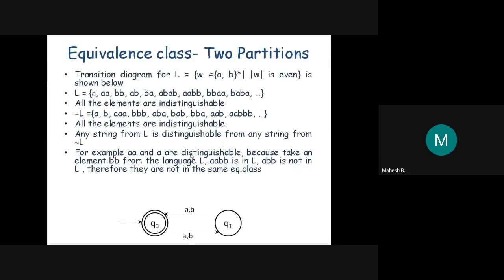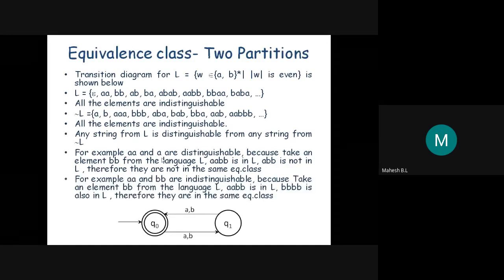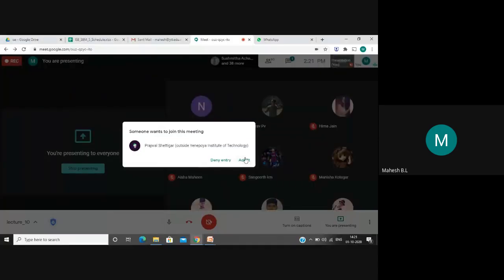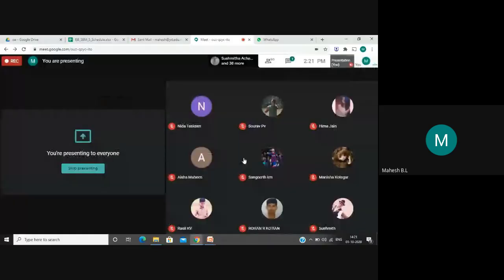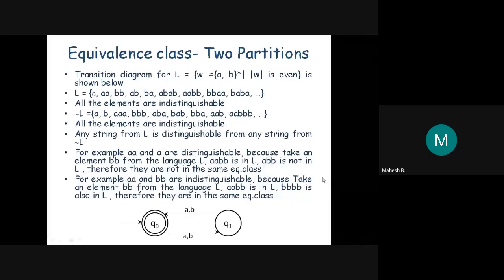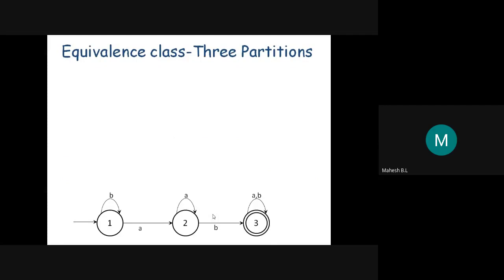Okay, because they are not in the same equivalence class. A is in L, A is not in L. Then consider AA and BB. Now both are in the same equivalence class. They are indistinguishable. So take an element BB, then you perform concatenation. AABB is in L, BBBB is also in L. They are indistinguishable. Okay. Then equivalence class, three partitions.